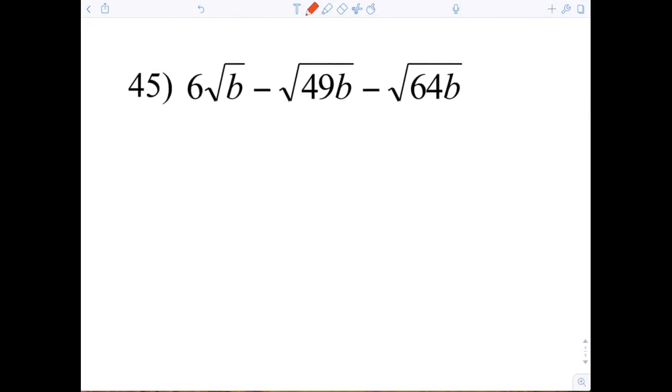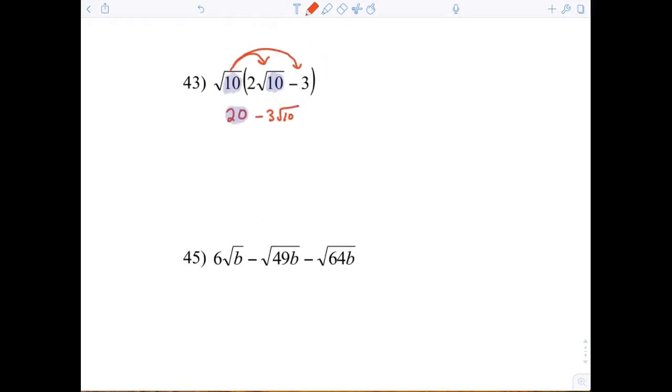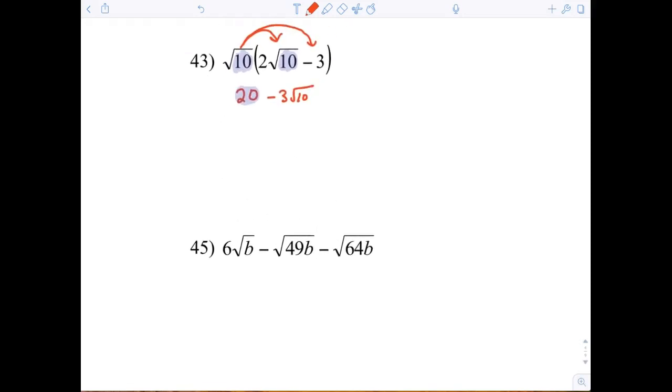All right, here we go. You can't add or subtract them. You only add numbers with numbers and radicals with radicals.